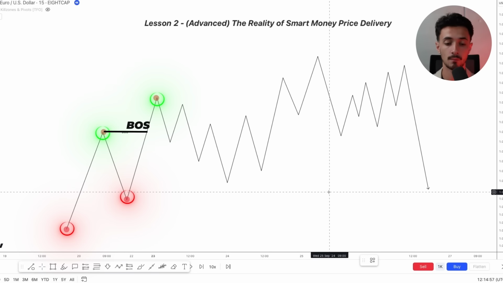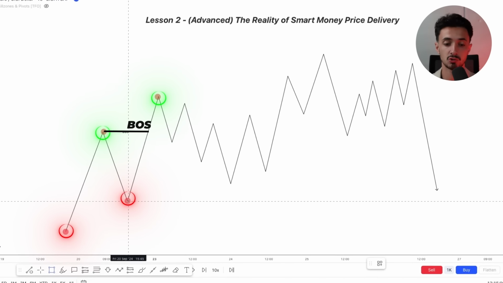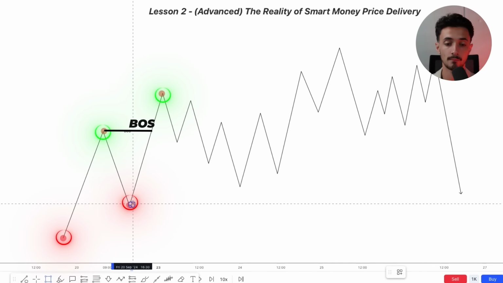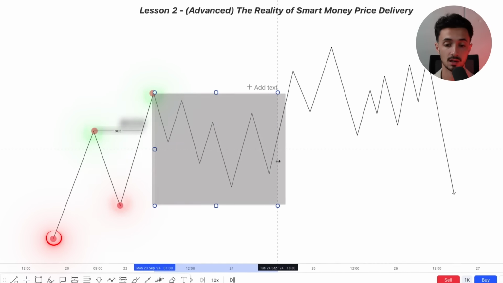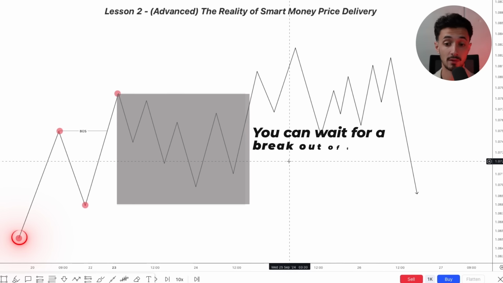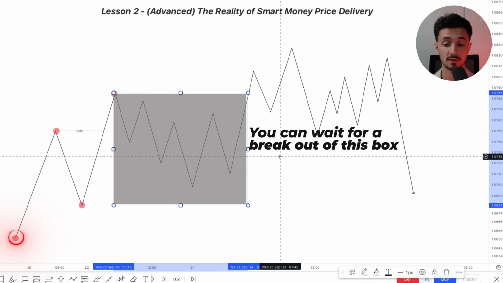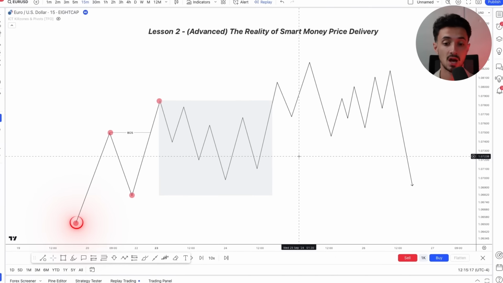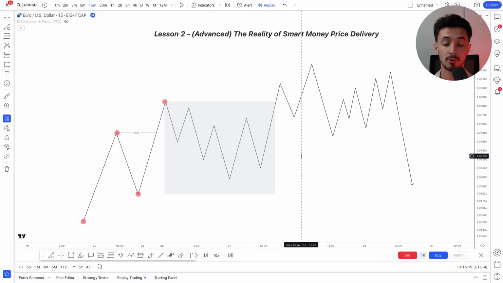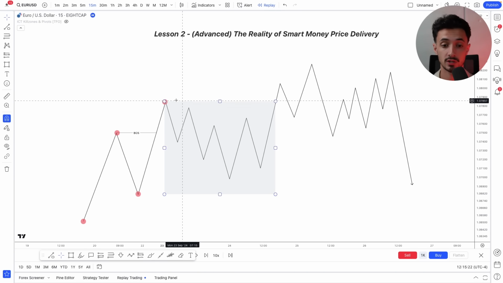So now what? Well, what you can do is essentially you can draw a box from the low up until the structural high, and you can just drag this box across like this, and essentially you can wait for a break out of this box, right? The box method. You can wait for price to break out of this box. Now, the reality is the highest probability is that the price will break the high, right? That is what you're expecting.